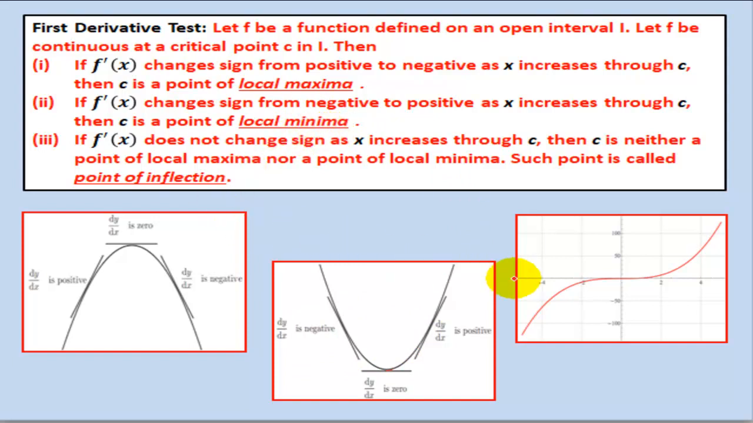Now there is a third possibility also. Suppose f dash x does not change its sign as x is increasing through C, then C is neither termed a point of local maxima nor is it termed a point of local minima. Such points are called points of inflection. You just look at this curve. If you see there is a point here, this point is a point of inflection.